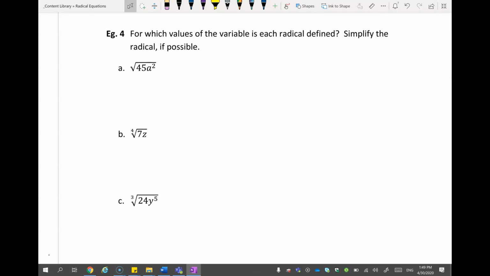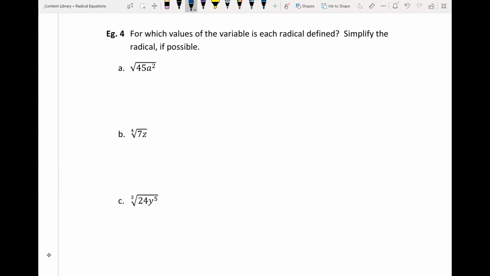Moving on to example 4. For which values of the variable is each radical defined? Simplify the radical if possible. So I'm going to try to simplify the radical, and then we can determine the values of the variable for which the radical is defined. Remember that anything inside a square root or a fourth root has to be positive.